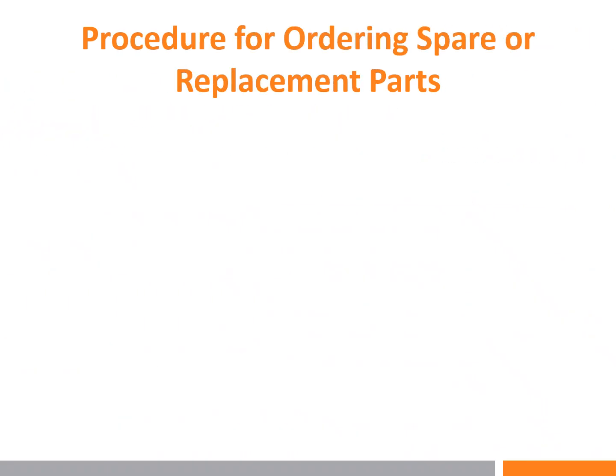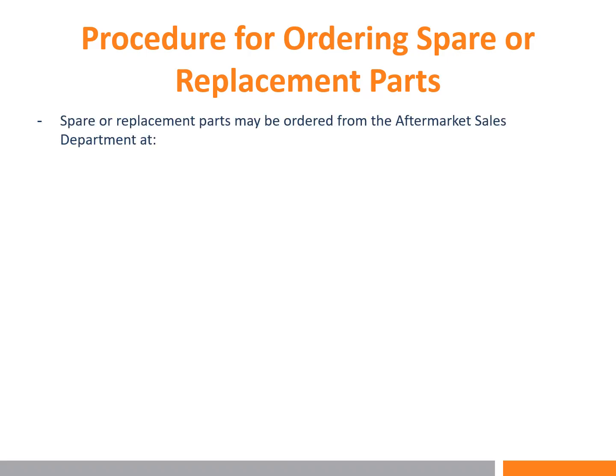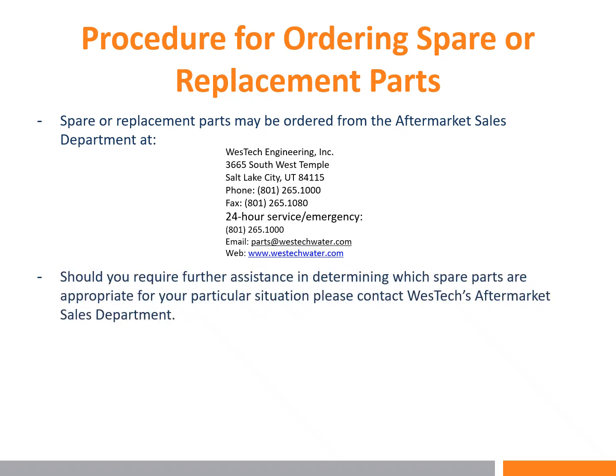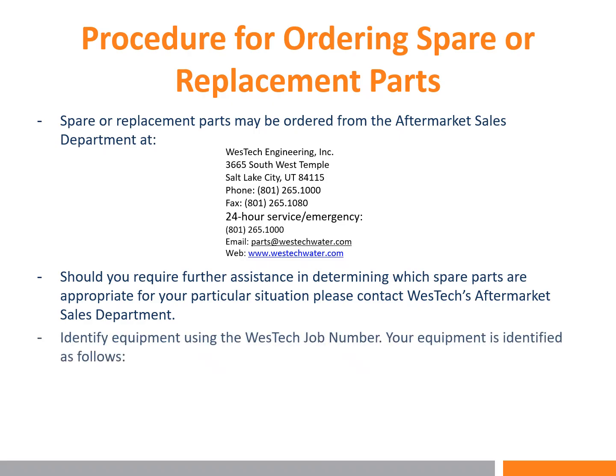Procedure for ordering spare or replacement parts. Spare or replacement parts may be ordered from the aftermarket sales department by email at parts@westechwater.com or by phone 801-265-1000. Should you require further assistance in determining which spare parts are appropriate for your particular situation, please contact WesTech's aftermarket sales department. Identify equipment using the WesTech job number.